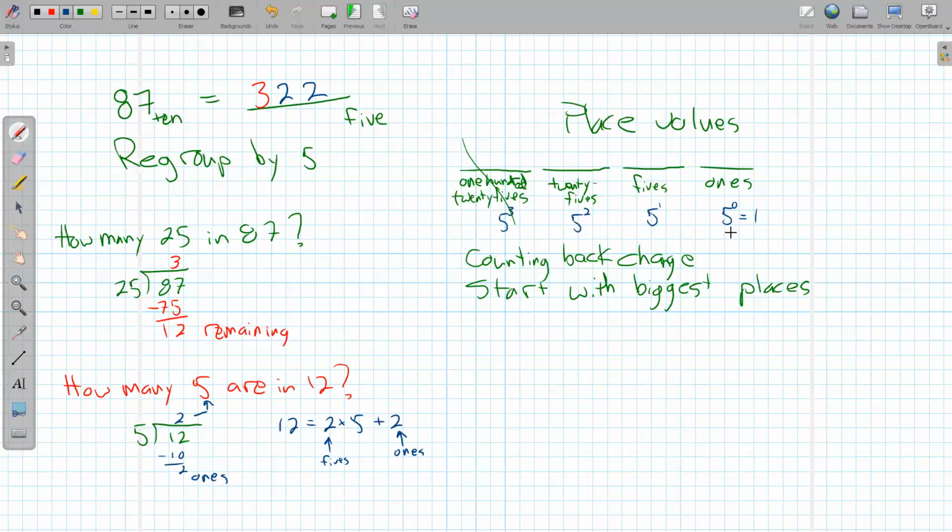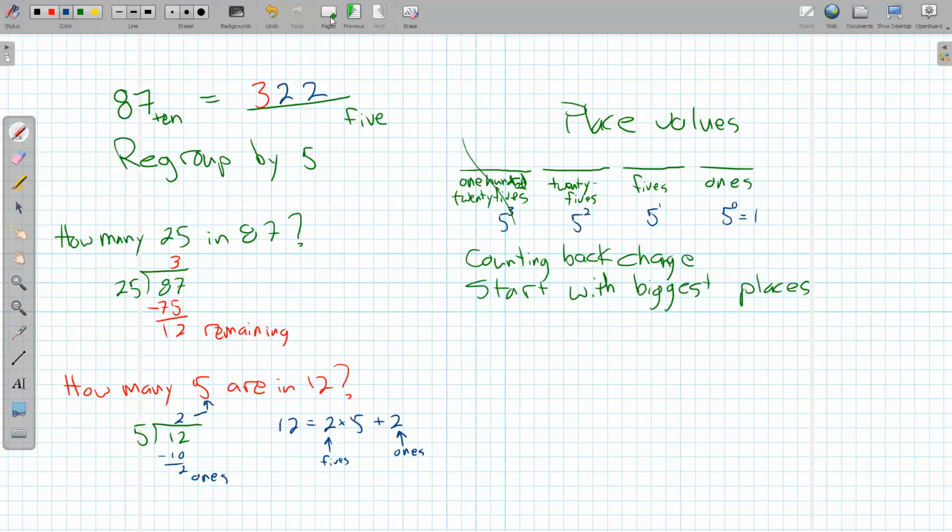So again, counting back change, we start with the biggest bill, which is 25, like quarters, 87 cents. How many quarters? 3 quarters, 2 nickels, and 2 pennies makes 87 cents. So we just regroup by fives instead of by 10. We're going to try this again on another one, and then we'll look at a different method for doing it.